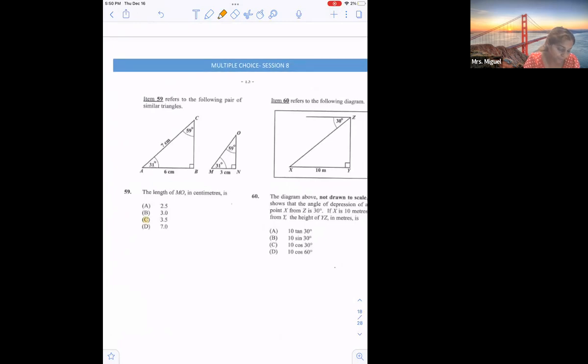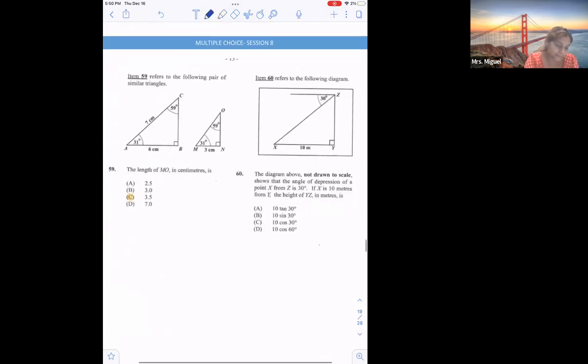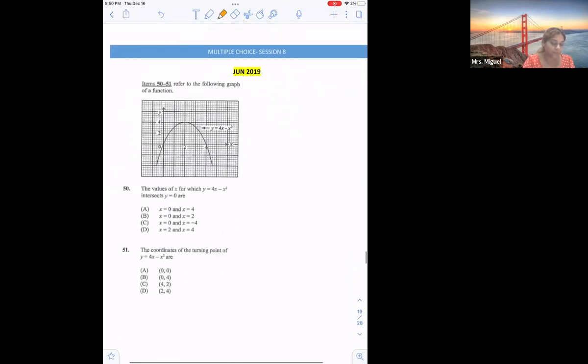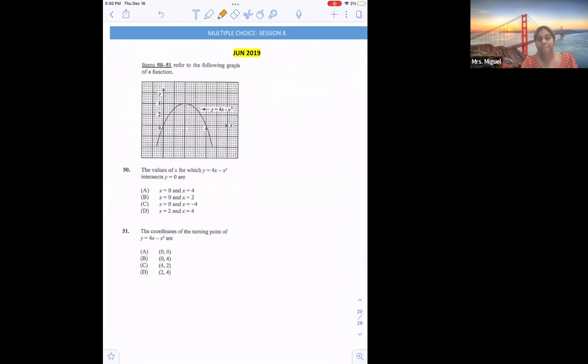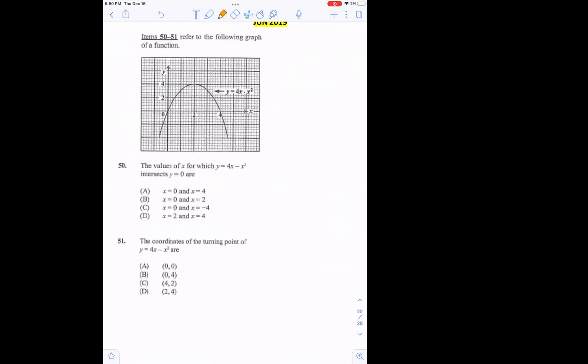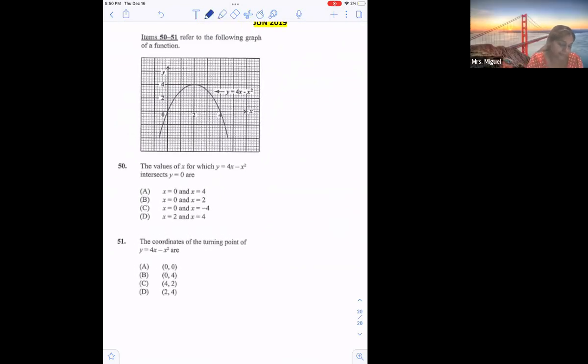59, 3.5, and well, 60 here. This is 30 degrees. This is the opposite side, and we have the adjacent. So tan 30 is YZ over 10. So YZ is 10 tan 30. The answer, A. So you all see how many questions are repeated? Are you all seeing? We did this one time and time again.